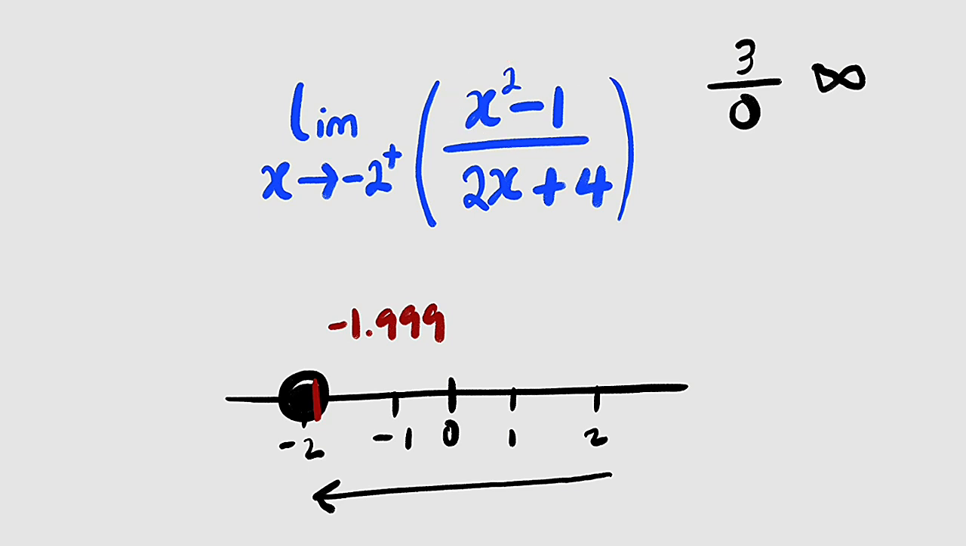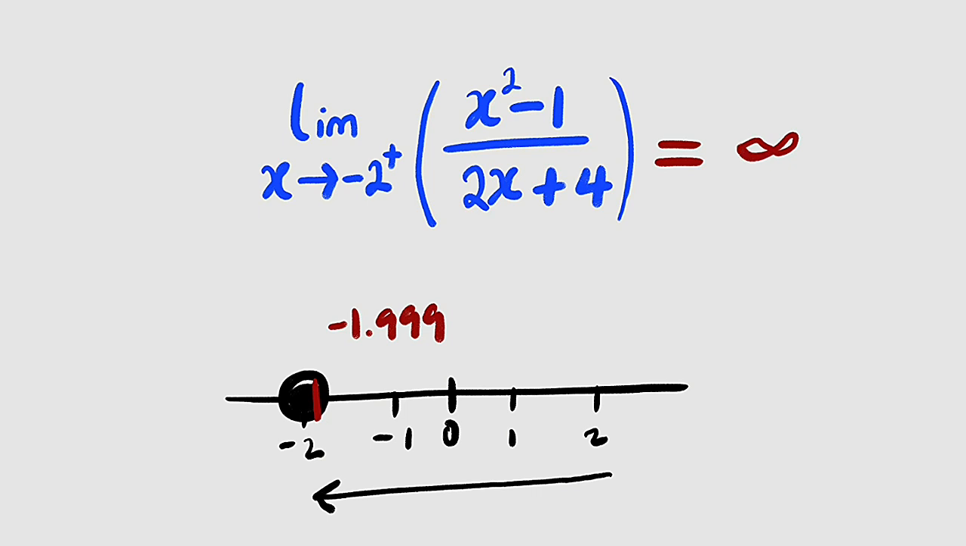What about the denominator? If you test -1.999 here, multiplied by 2, it will still be less than 4. And 4 minus that will give us a positive number. This implies that our limit is approaching positive infinity as our final answer. So this is equal to positive infinity.